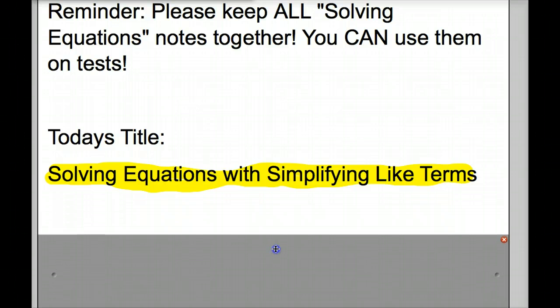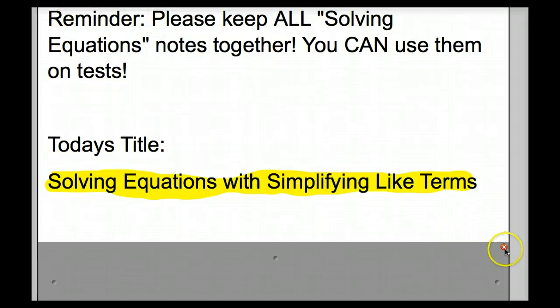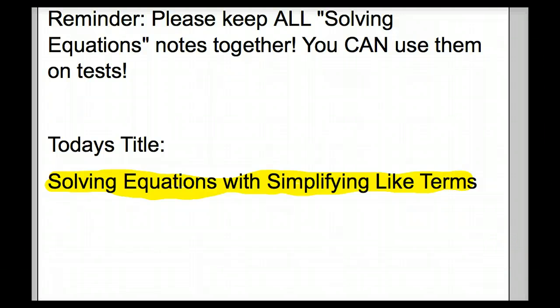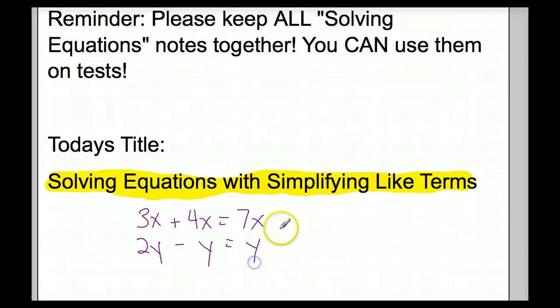So we've looked at like terms a lot this year when we were simplifying expressions. Some examples of like terms, just to jog our memory, are things like 3x and 4x. We can add these together to get 7x. Other like terms could be 2y minus 1y, and we just get 1y left.